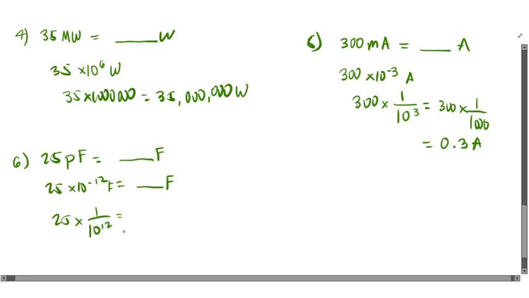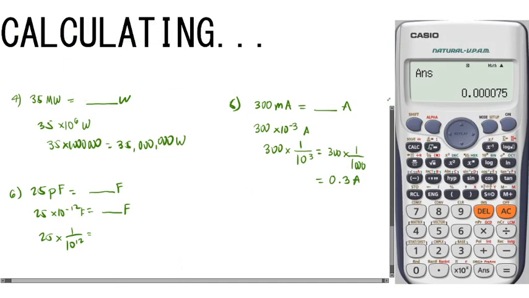That will be 1 followed by 12 zeros, or we could use our calculator. So 25 times 1 over 10 to the power of 12. I believe this could not be written more on the calculator, so let's use norm 2. So it is 2.5 times 10 to the power of negative 11.